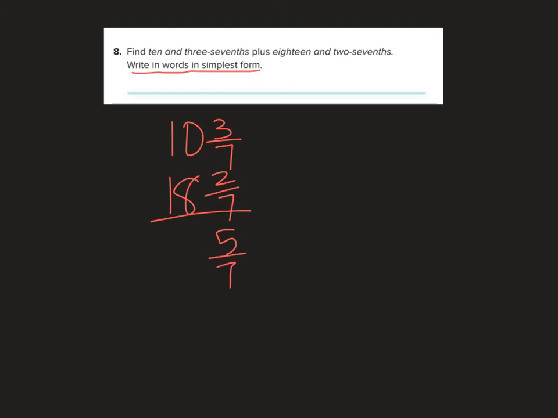Find 10 3/7 plus 18 2/7. Write in words in simplest form. Ooh, nice. 3 plus 2 is 5/7. 10 plus 18 is 28 5/7.